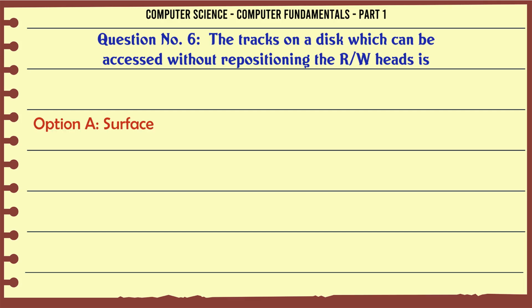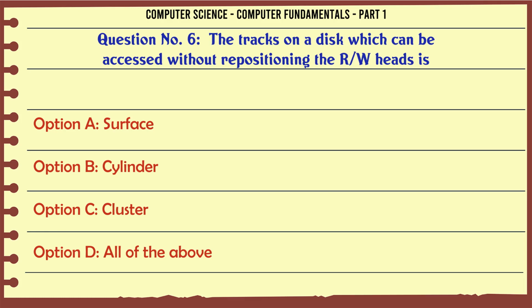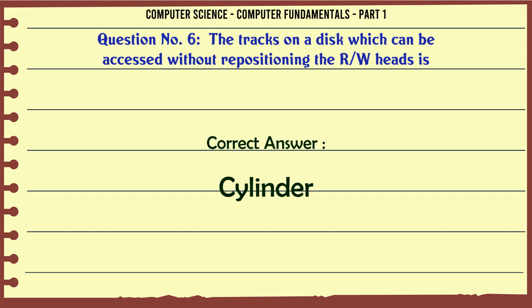The tracks on a disk which can be accessed without repositioning the RW heads is A. Surface, B. Cylinder, C. Cluster, D. All of the above. The correct answer is cylinder.